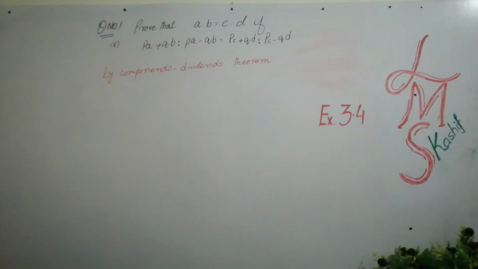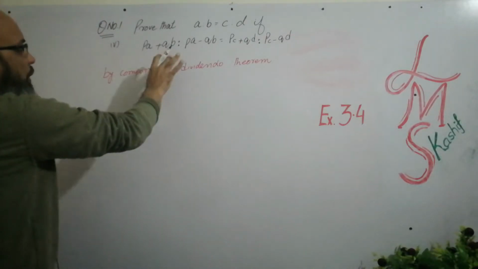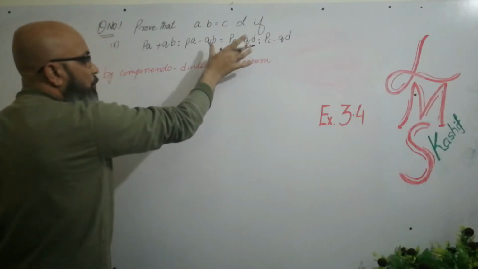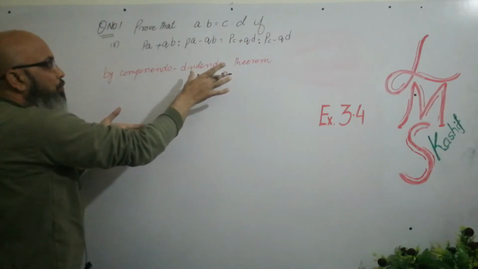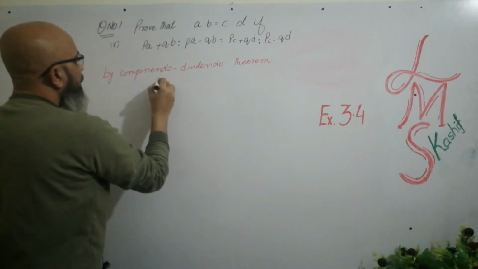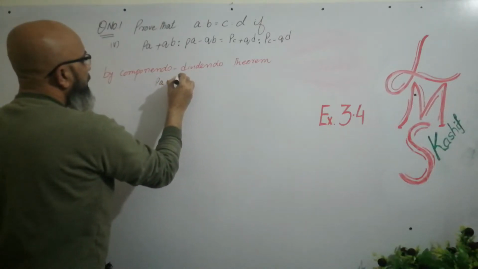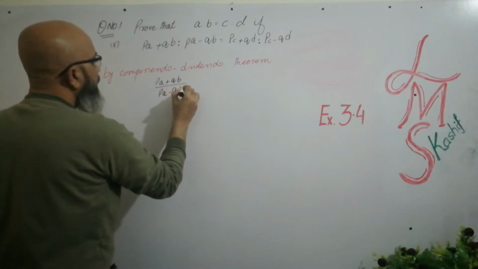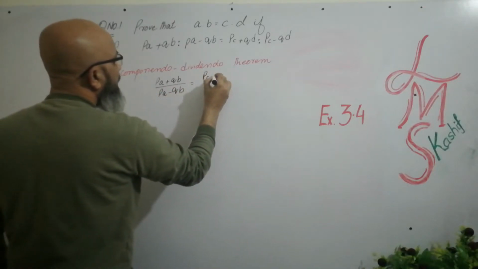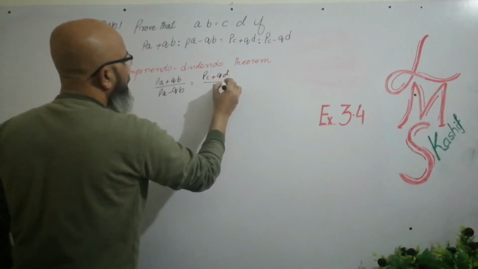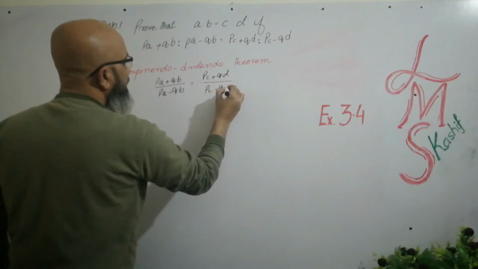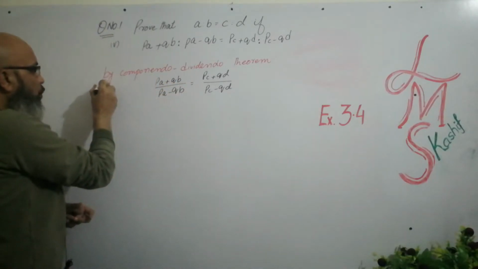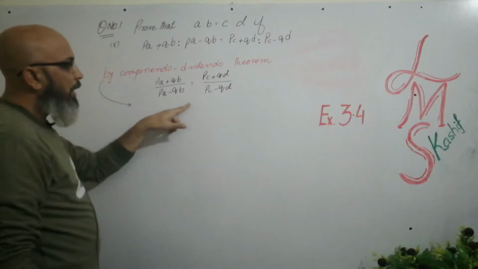So now I write part 5 of this same question, the same method. This question is given to you proportion form. So first we will change this into fraction form. What we get? PA plus QB over PA minus QB is equal to PC plus QD over PC minus QD. So by applying componendo dividendo theorem, ये लाइन जो ऊपर लिखी हुई है इसको आपने यहाँ पे लिखना है.